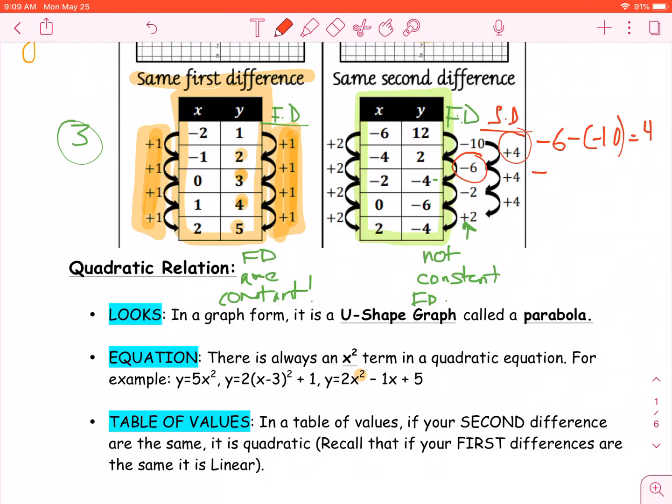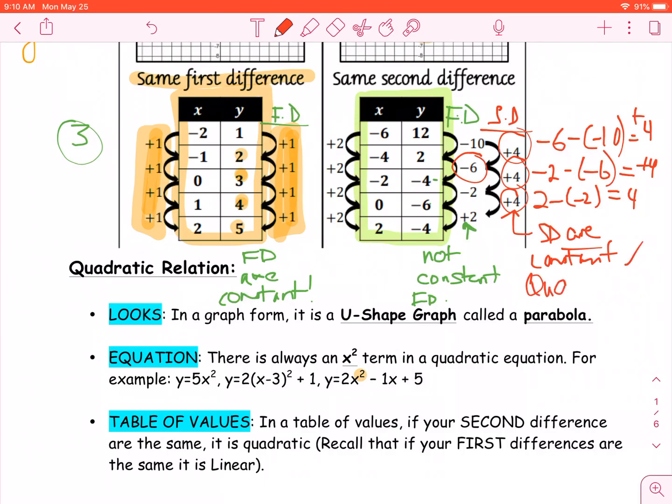We go to the next one where we take negative 2, take away negative 6, and you get plus 4. Positive 2, take away negative 2, and you get plus 4. So now you see I get plus 4 all the way down. So my second differences are a constant, and this is what makes it quadratic. If your first differences are the same, it's definitely linear. If your second differences are the same, then it's definitely quadratic.